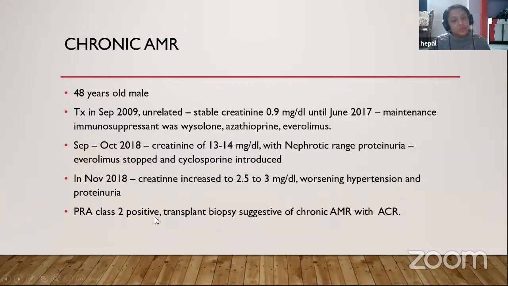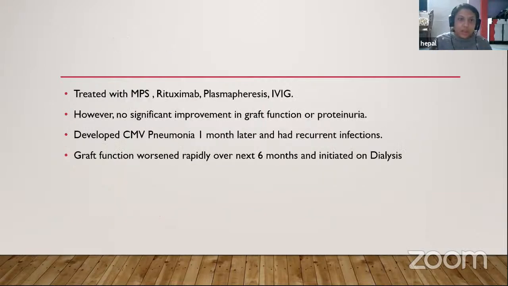He was PRA class 2 positive. Transplant biopsy was done and was suggestive of chronic AMR with acute tubulitis. Single antigen bead assay was not done as donor HLA was not available. He was treated as acute with background chronic AMR, treated with methyl pulse solumedrol, rituximab, plasmapheresis, and IVIG, the whole treatment for antibody-mediated rejection.